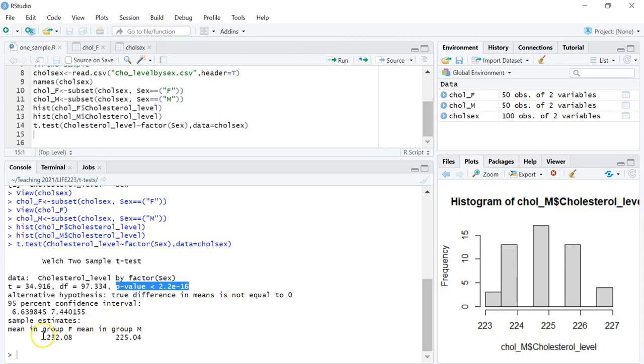And this time, like in the previous one sample t-test, it's given us the means in the two different groups. So the mean of the females is 232 and the mean in the males is 225. When you're reporting these statistics, you probably want to report those means as well and show which direction the test is happening in. So there's a significant difference, and females have significantly higher cholesterol levels than men. And for how to report this, make sure to check the notes on the t-test for how you would report this in the style of a scientific article. So that's two sample t-tests.